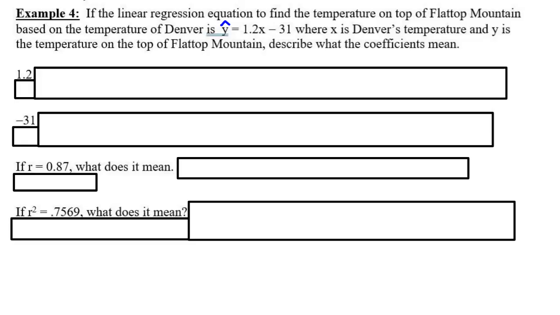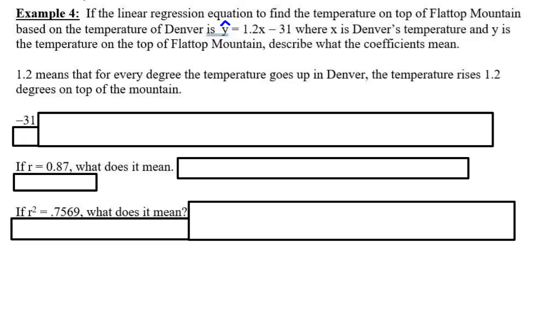All right. If you're still working on these, that's okay, but I'm going to start to go through them. And as I reveal the answers, this is all coming from this printed packet that I got from somewhere else, so we're going to modify the answers a little bit. I want you guys to help me pick out the things that I would have different about this answer so that you get full credit. So the 1.2 means that for every degree the temperature goes up in Denver, the temperature rises 1.2 degrees on top of the mountain. I see two things that I would either add or change.